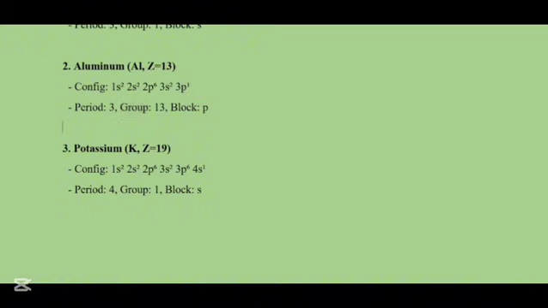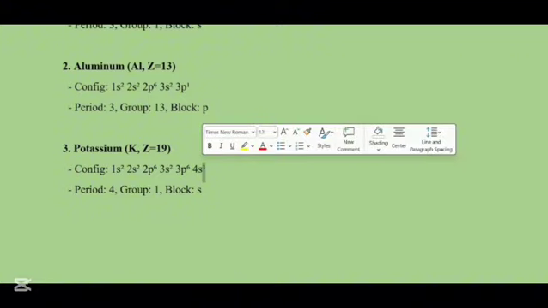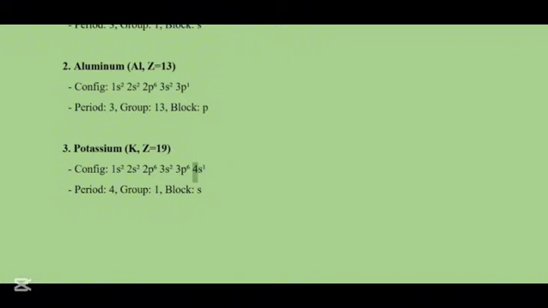Now we have another example of potassium. It has an atomic number of 19. As you can see, its electronic configuration is 1s2, 2s2, 2p6, 3s2, 3p6 and 4s1. Now as you can see, potassium belongs to the S block, which means it has a group number of 1. Its period number will be 4.